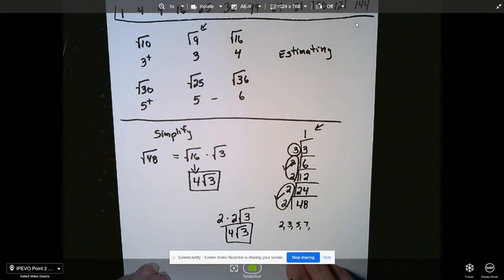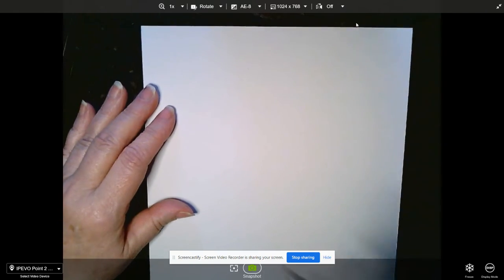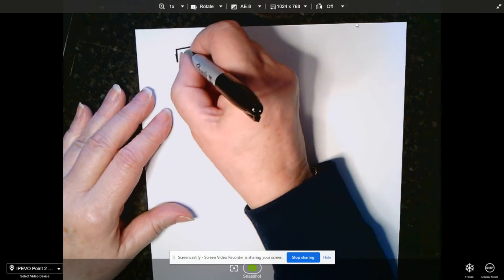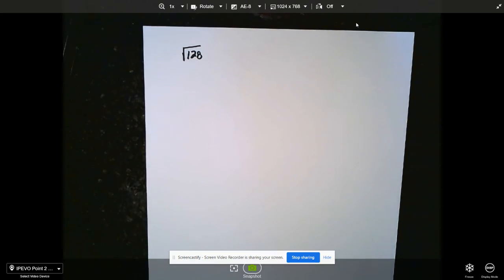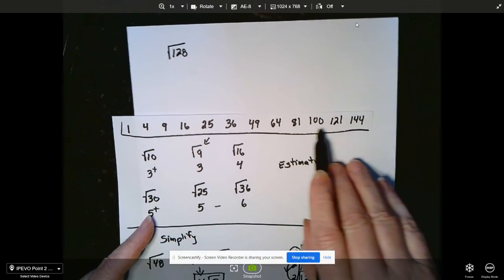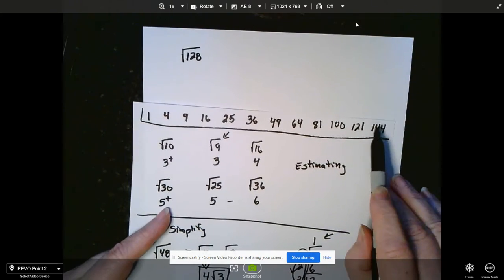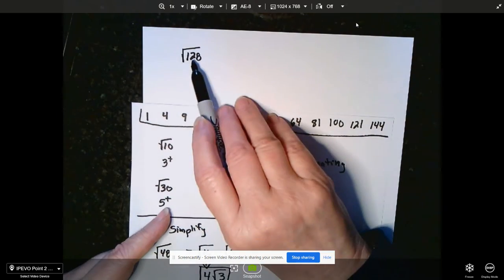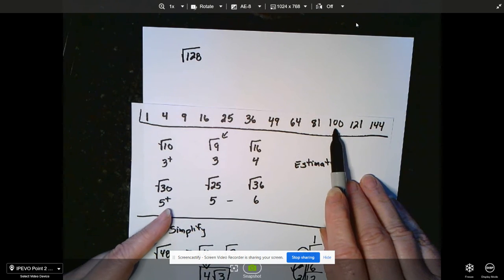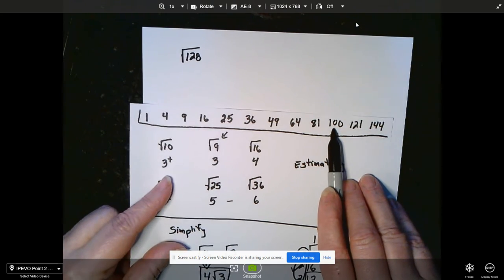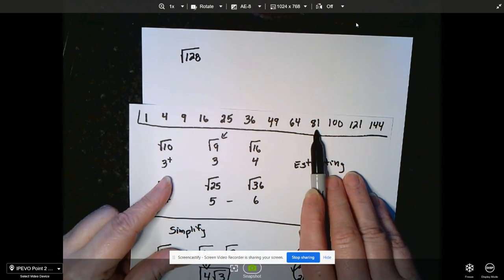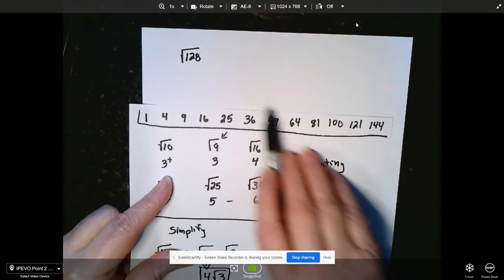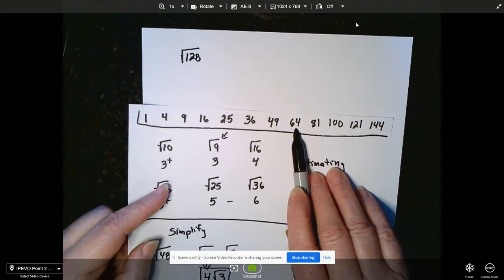Let's do another one. Let's do the square root of 128. We'll do something a little bit bigger. All right, so let's take a look at our perfect squares. Again, if I start at 100, if I say 128 divided by 100, it's going to give me a decimal, so I don't want that one. 128 divided by 81 will also give me a decimal. 128 divided by 64 will give me 2.